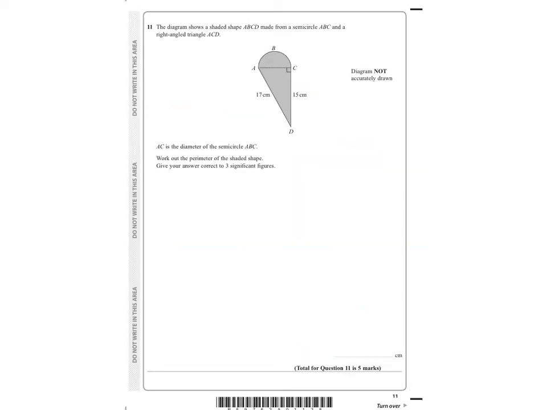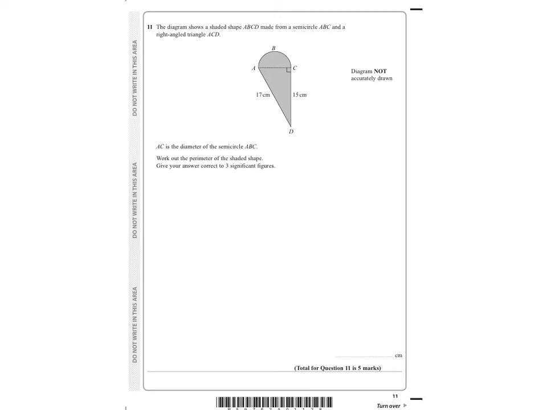Okay, question number 11. The diagram shows a shaded shape ABCD made from a semicircle ABC and a right-angled triangle ACD. AC is the diameter of the semicircle ABC. Work out the perimeter of the shaded region. Okay, so we need to work out the perimeter of the shaded region.